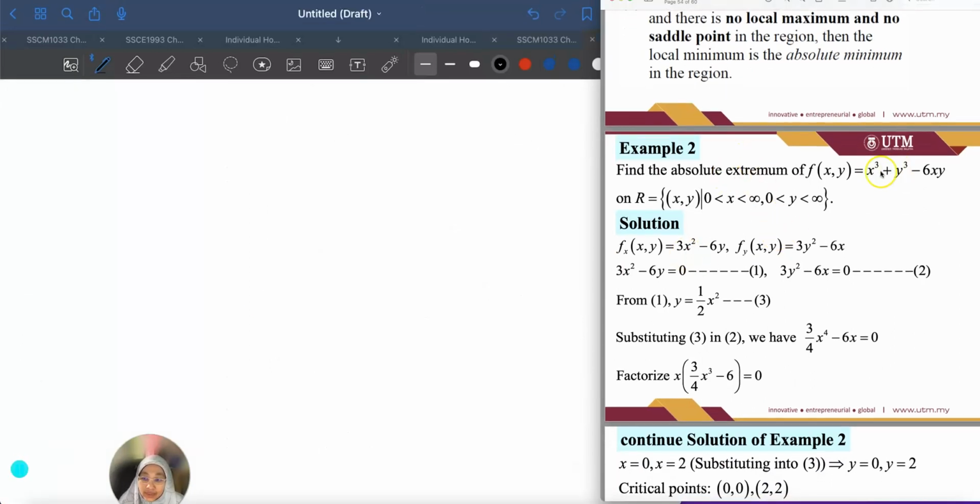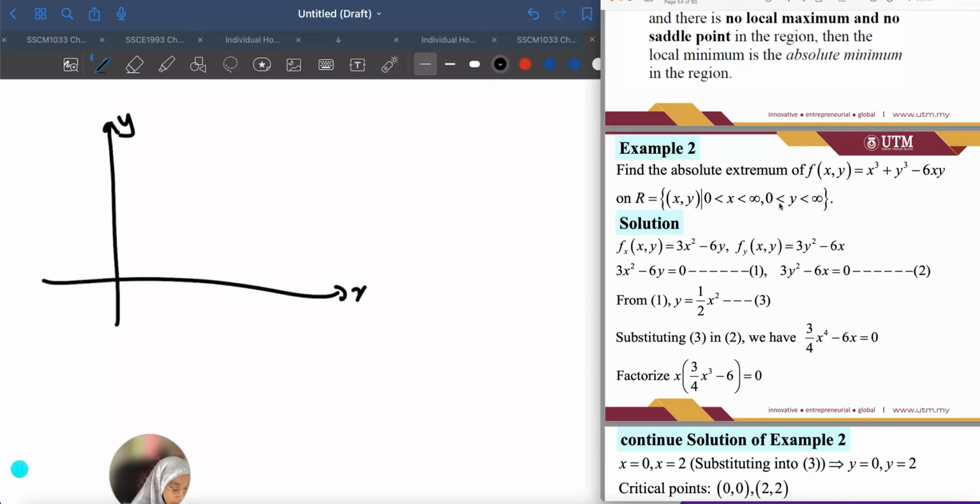Okay, so you are given a function, and you can see that this is just a kind of open region because we only consider x, y positive. This is open, okay? So it is just on the first quadrant because x is positive, y is positive. So it is an open region. If you try to sketch the region, we only consider x positive and y positive.